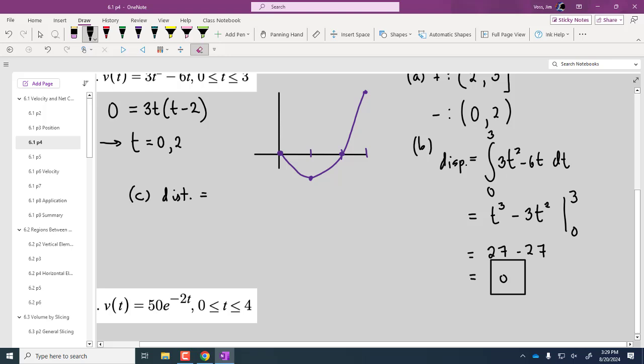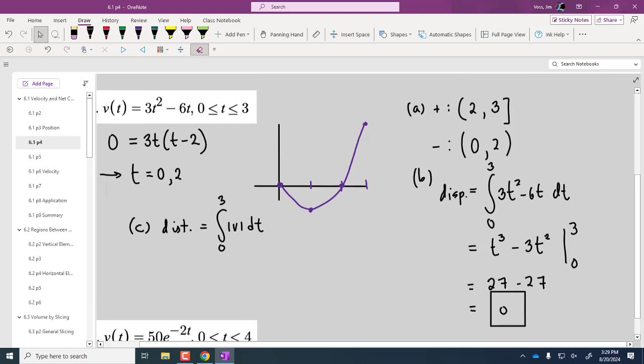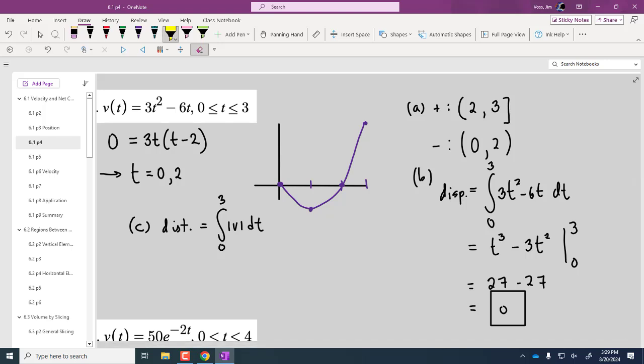Here, we have to integrate the absolute value of the velocity. We have to integrate speed to get distance traveled. So the integral of the absolute value of velocity with respect to t from 0 to 3. But again, there's no antiderivative for an absolute value function. What you have to do is break it into pieces. So we're going to break it into this piece right there from 0 to 2. If we integrate from 0 to 2, and then we're going to add the integral from 2 to 3.